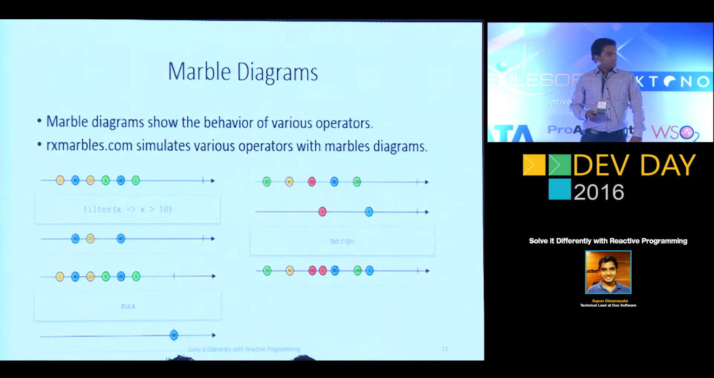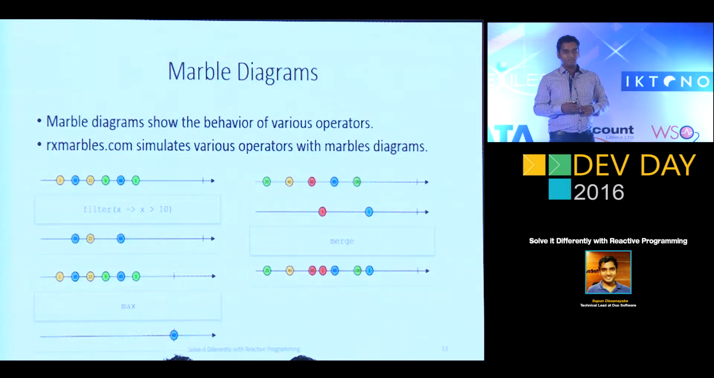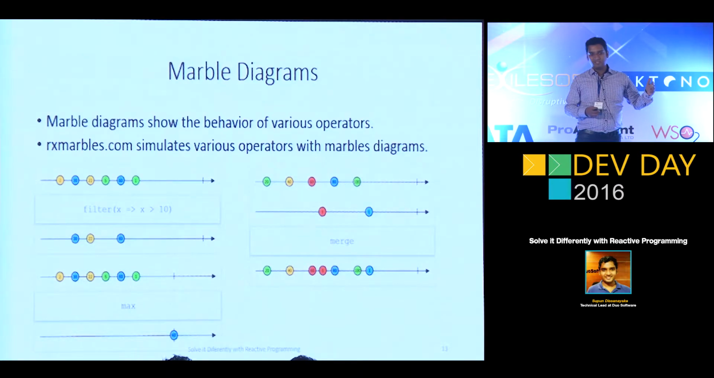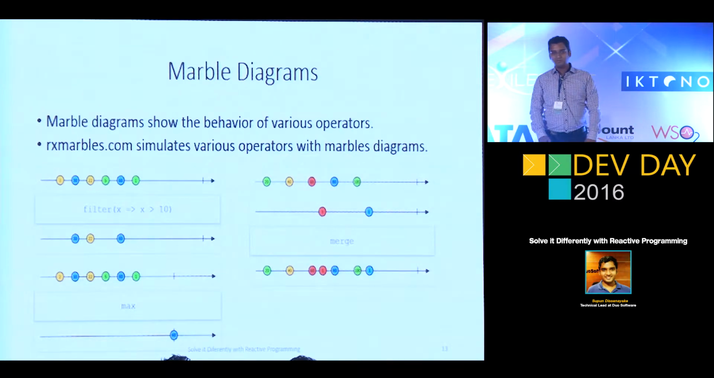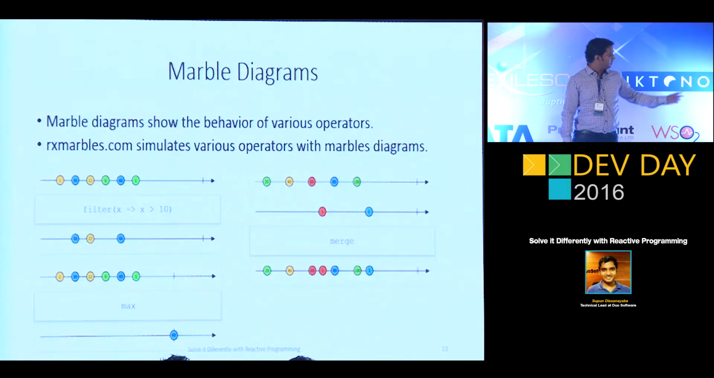There's also a thing called marble diagrams. Marble diagrams represent the behavior of various operators. Like there's one operator called filter that filters out all the unnecessary things, and those are actually methods. There's a cool site called RxMarbles.com, and in that you can simulate so many marble diagrams that will make it much easier for you to understand the behavior of those things. And also, there's another operator called maximum.